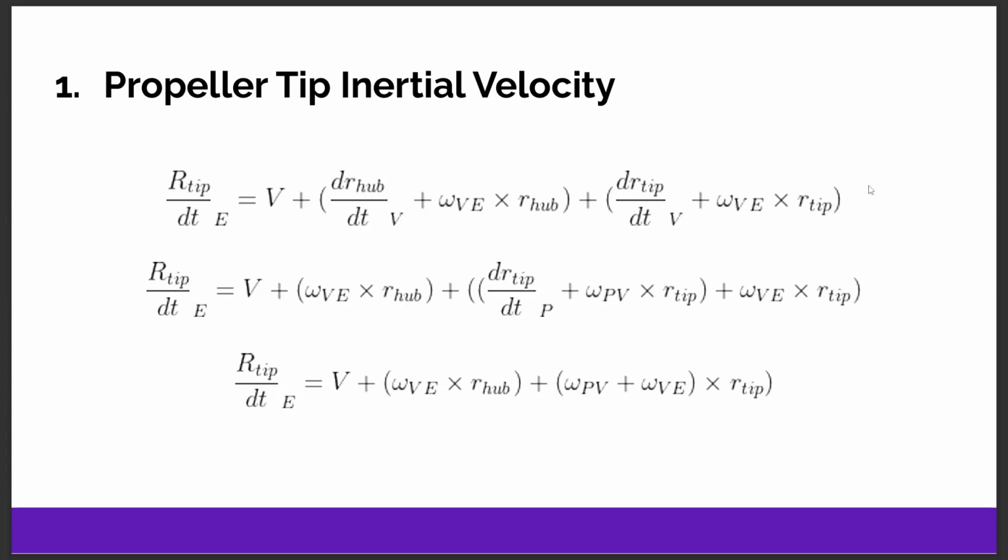And then you have your result at the bottom, which is the translational velocity plus the contribution of the rotation of the body frame of the aircraft with respect to the airframe, and that is for the hub. And then you have the contribution of the rotation of the body frame and the rotation of the propeller with respect to the body frame to the inertial velocity of the propeller tip.